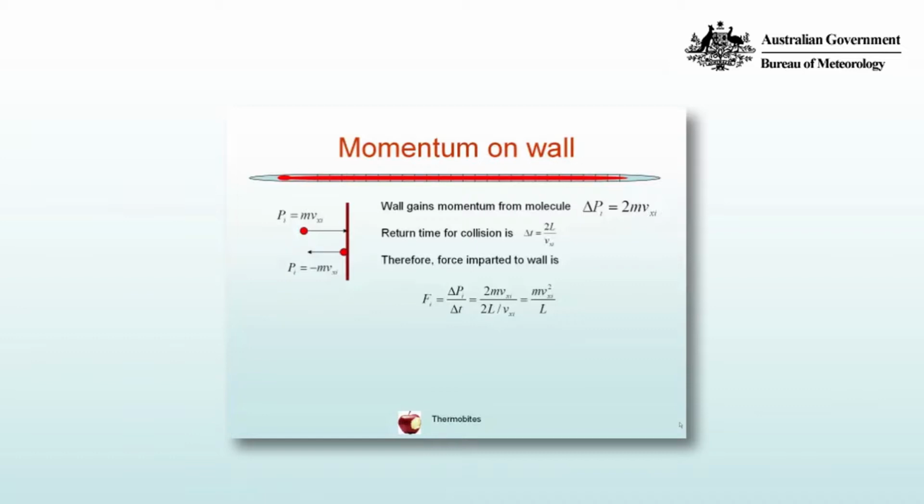So we can define force as change in momentum divided by the time over which that momentum is imparted. And so the force F subscript i due to the ith molecule is delta pi on delta t. And that's equal to twice the mass times the velocity in the x direction, that's the momentum, divided through by the return time, which is 2L by vxi. And when you invert the fraction in the denominator, you get that the force imparted upon the wall by the ith molecule is m vxi all squared divided through by the length of our box.